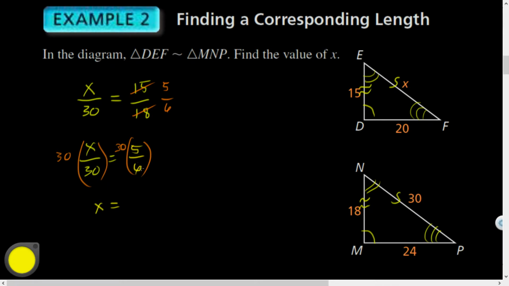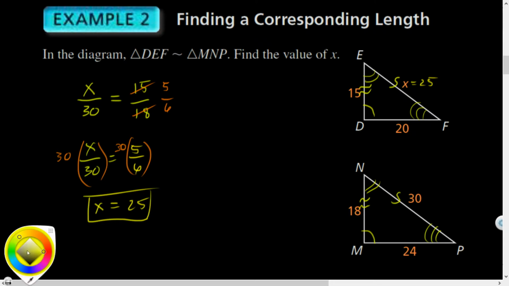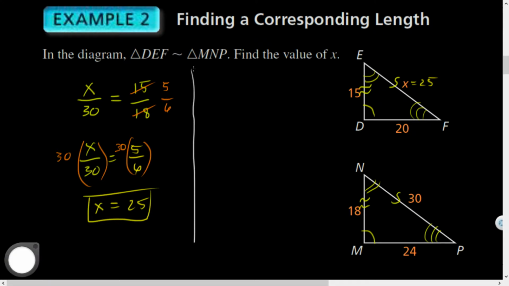30 divided by 6 is 5. 5 times 5 is 25. You might have been off a little bit with your original estimate, but you had the right idea. So this is one way we could have done this problem. Another way could have been using scale factor, like you said. I could have found the scale factor K.